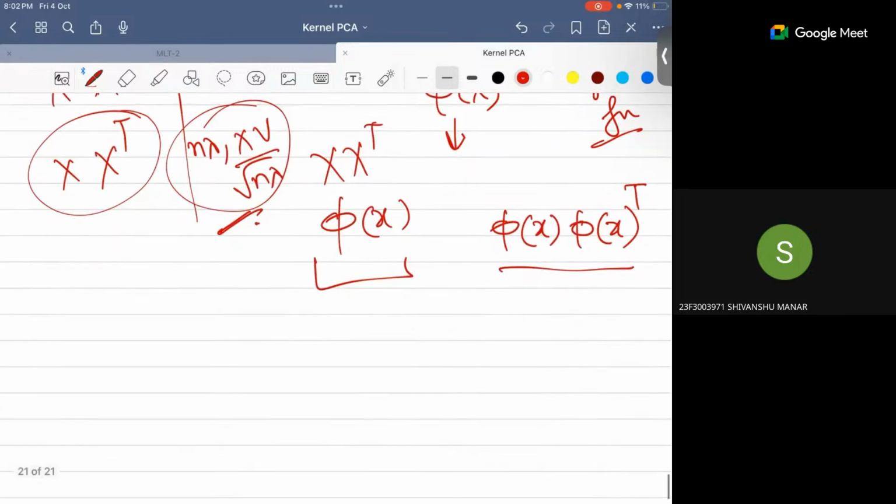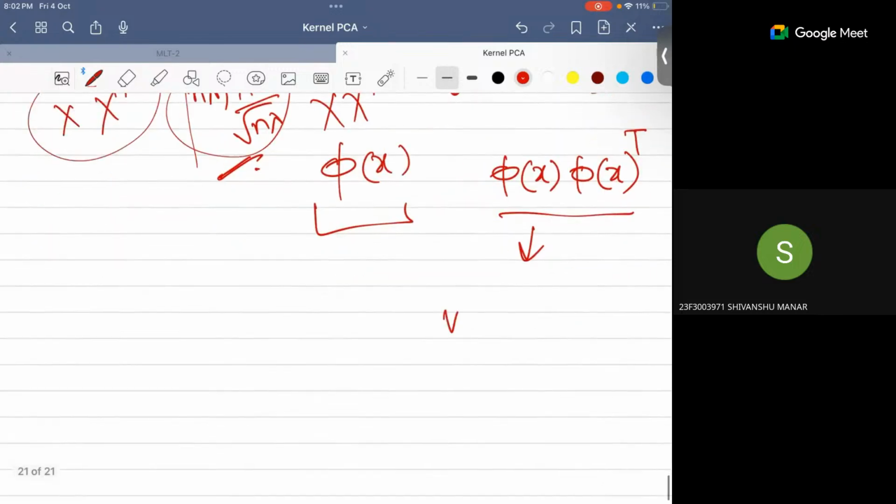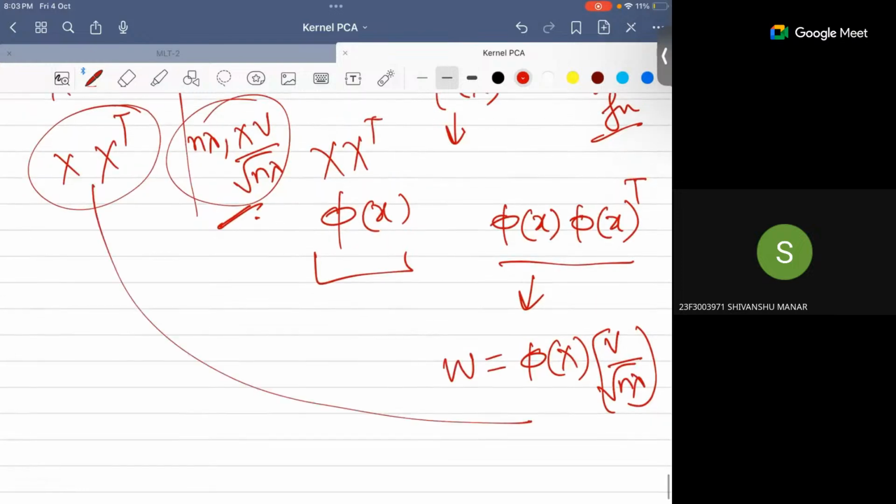Yes, sir. So what will be the value? The eigenvector corresponding to this matrix would be phi of x times v upon root of n lambda. So the same thing, right? Here only the one thing was there: x times v upon root of n lambda. Here we have v times, in place of x, we have phi of x.